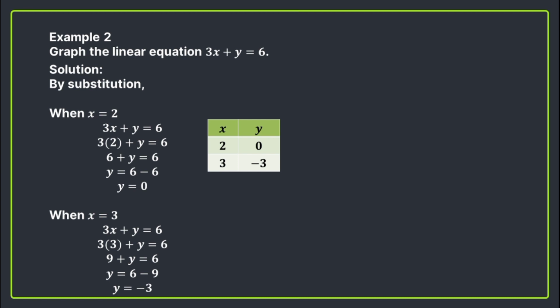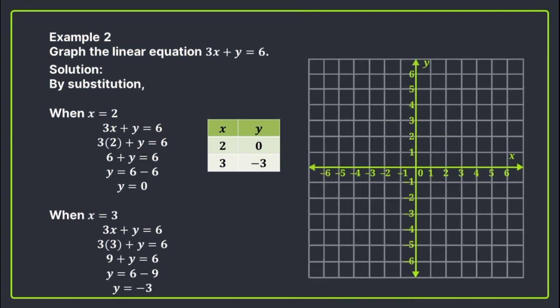Now let us graph using these points. The first point is located here, and the second is here. Now we can draw a line through them. This is now the graph of the linear equation 3x plus y is equal to 6.